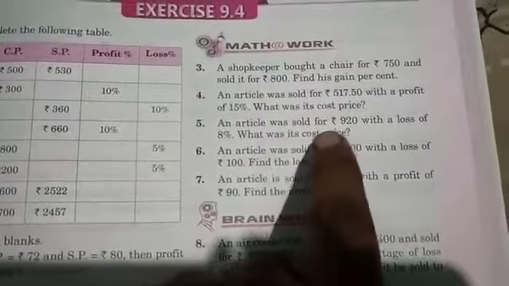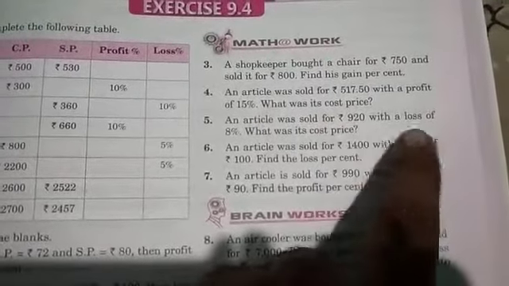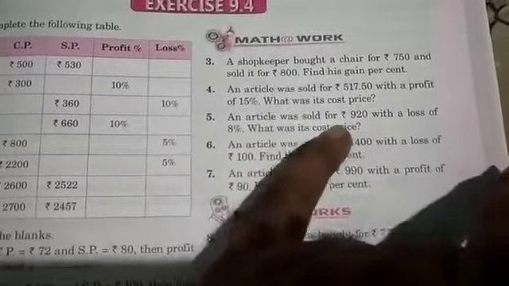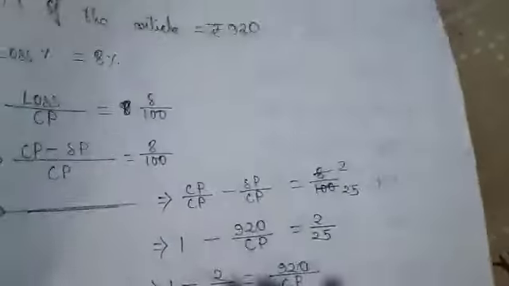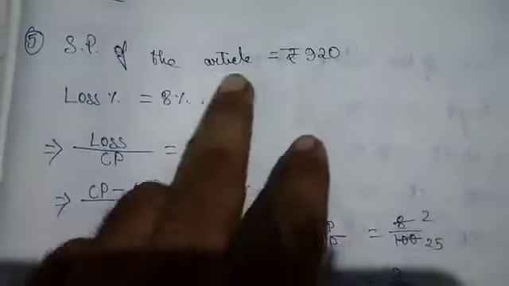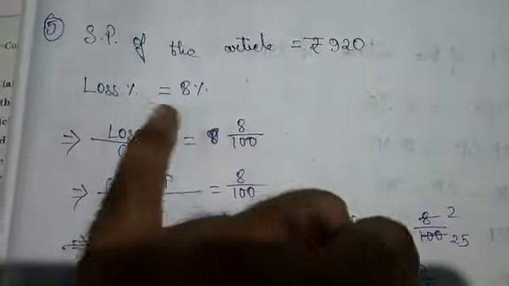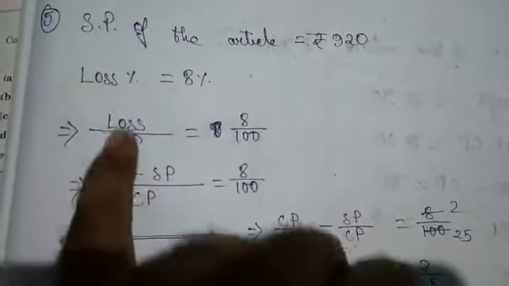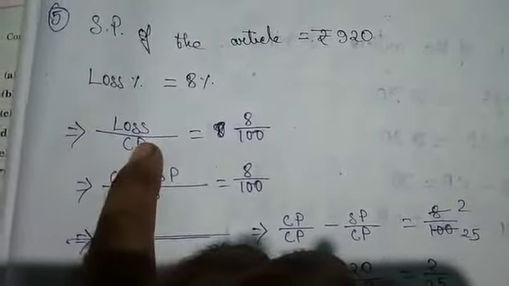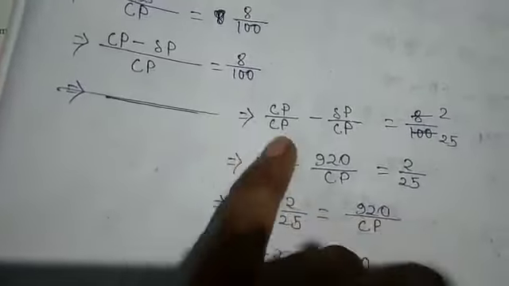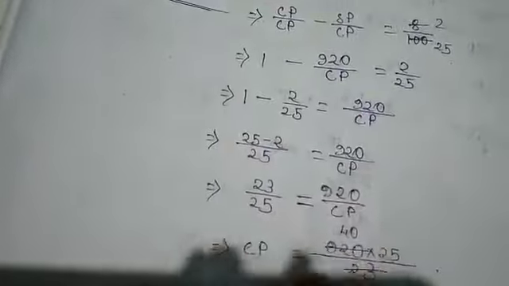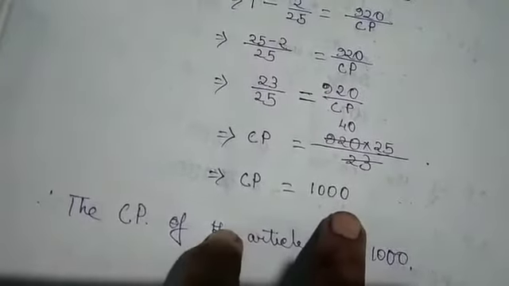An article was sold for rupees 920 with a loss of 8%. What was its cost price? Now for the loss, again the selling price is given and the cost price is not given. So selling price is equal to 920, loss percent is 8%, and we know that loss percent is equal to loss by CP into 100. So 8 by 100. After simple calculation, you will get the value as CP is equal to 1000.